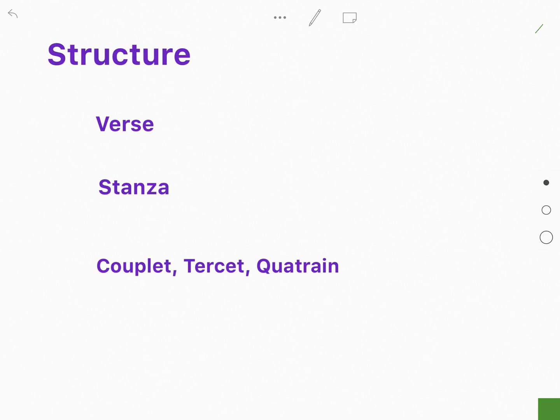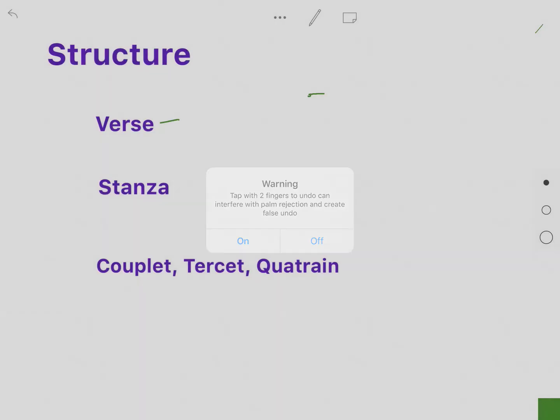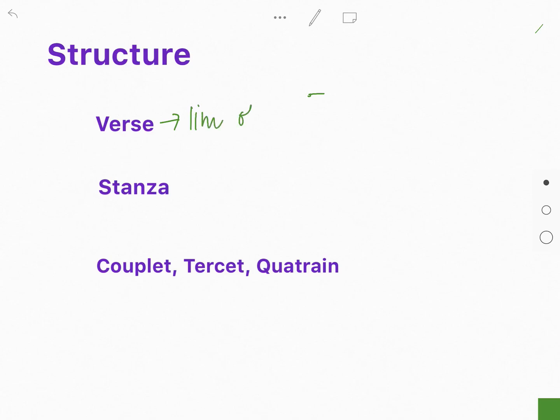So when we're talking about structure, there's just a few more terms that might pop up in your multiple choice, or ways that you can analyze structure based on that poetic form. So the first thing is to talk about some terminology. First off, a verse is a line of a poem. So one single line is called a verse.